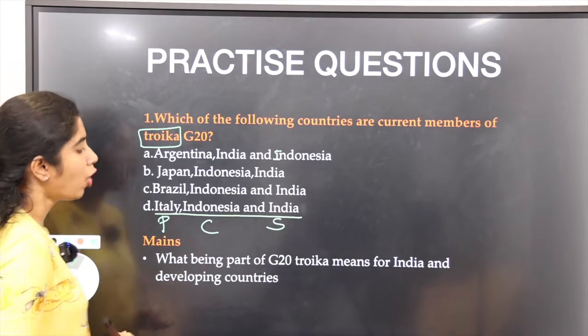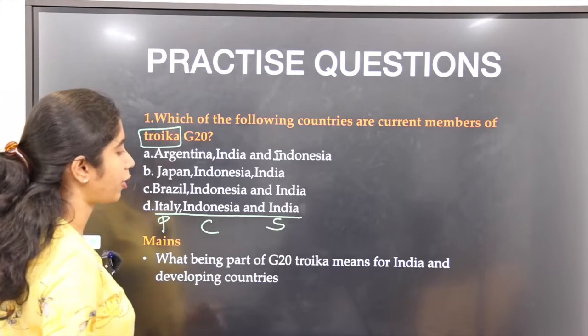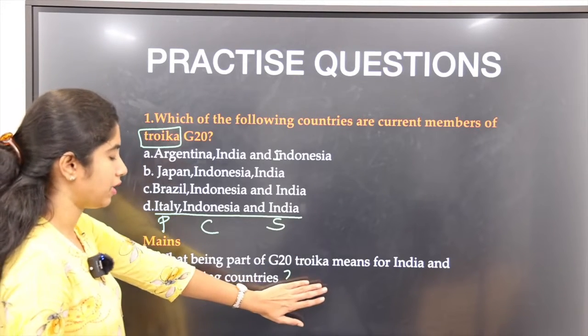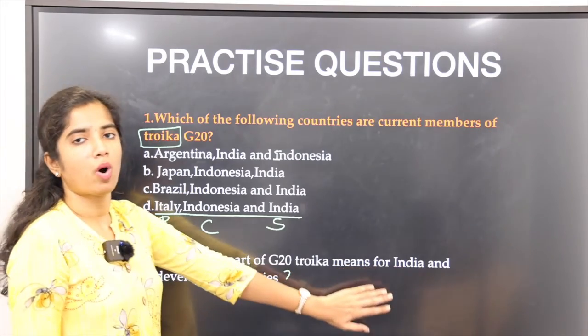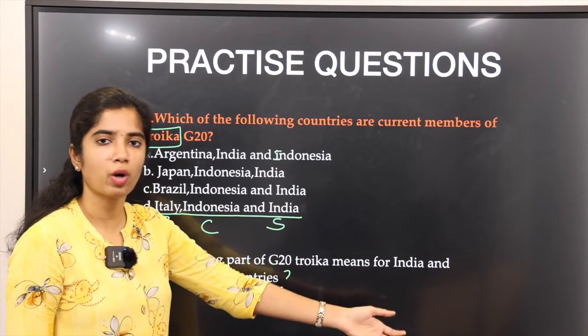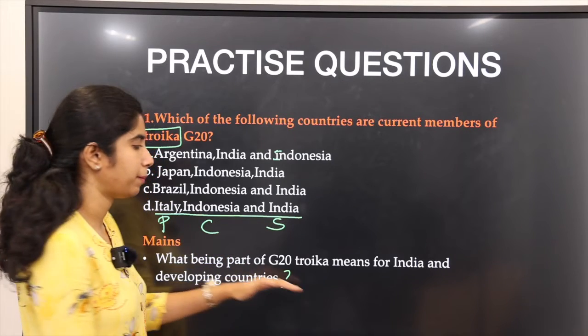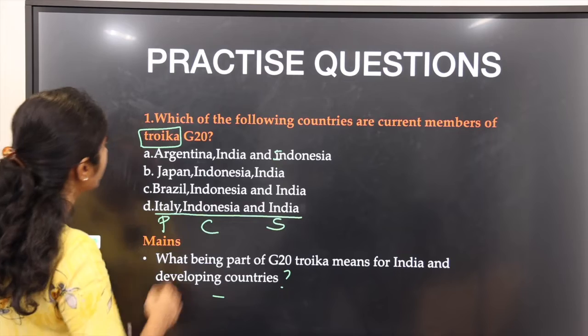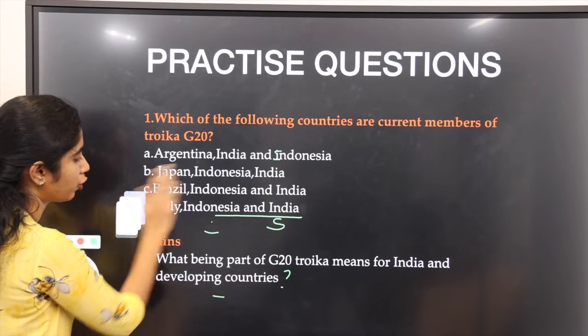For the main question, what does being part of the G20 Troika mean for India and developing countries? So what does it mean? It is asking what India's presidency is going to mean for India and other developing countries. India is assuming the presidency of G20 next year, so you have to talk about that.